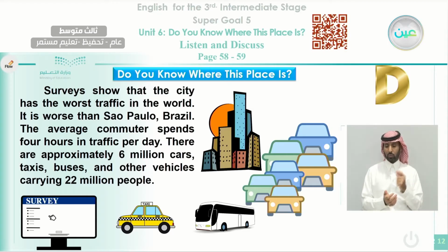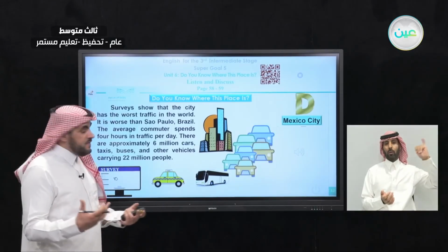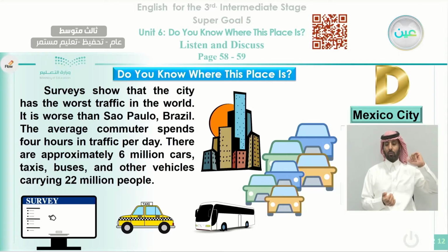Okay, you see how many people there are in this city? What is it? It is Mexico City. Let's read some information and show you what they mean. Surveys, okay, that means studies show that the city has the worst traffic in the world.